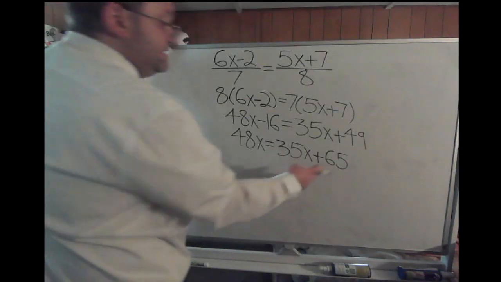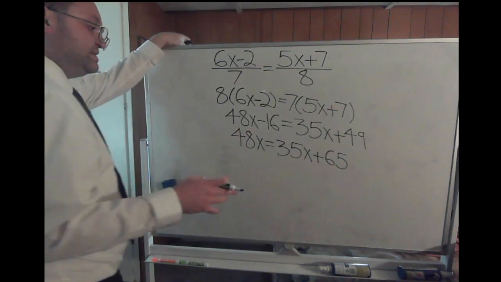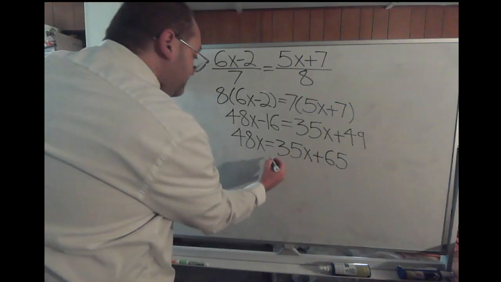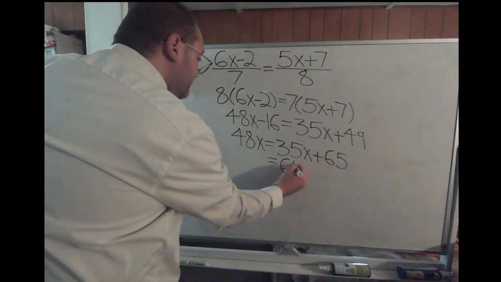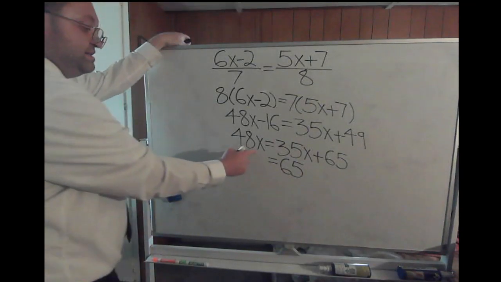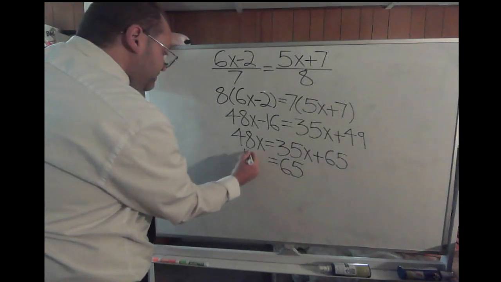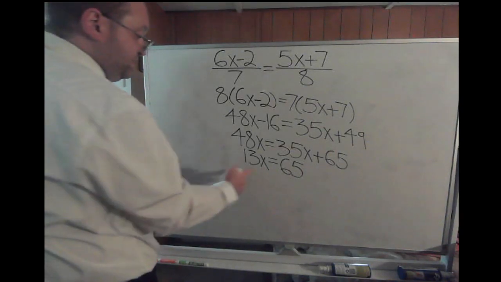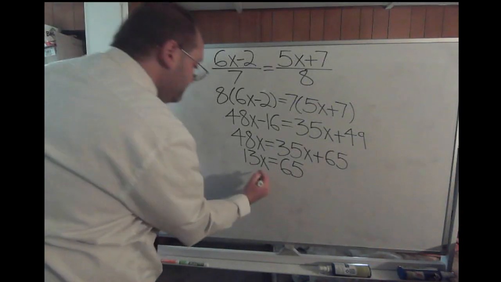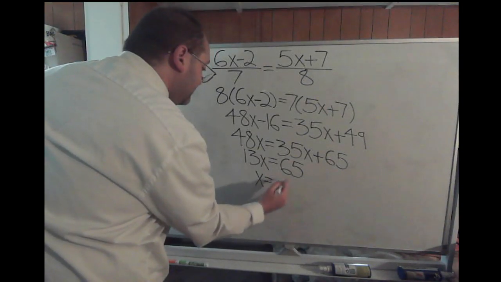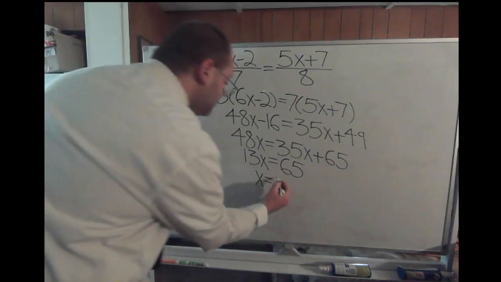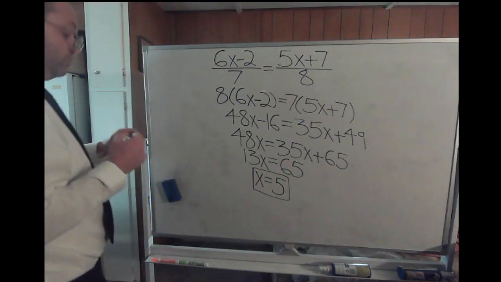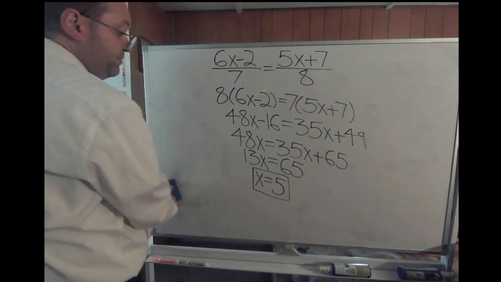So now we want to get that 65 by itself on the right-hand side. We got to remove that 35x from the right-hand side. If we do that, you just get 65 by itself, and then 48x minus 35x, that is 13x. So now we just want to solve for x. Divide by 13 on the left, you just get x. The right side, 65 divided by 13, that's 5. So the answer you should get for this in the end would end up being x equals 5.